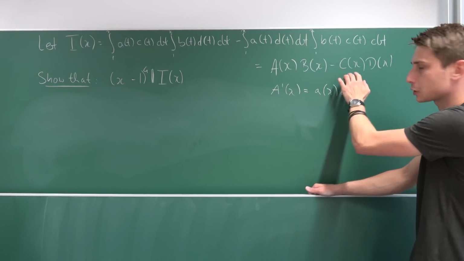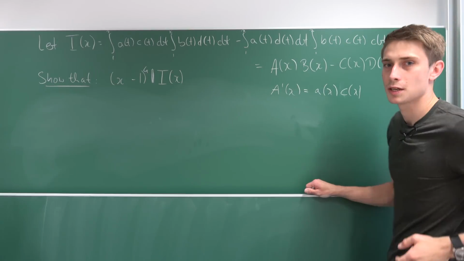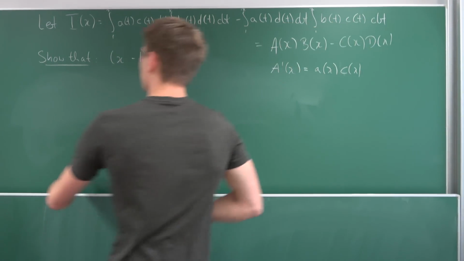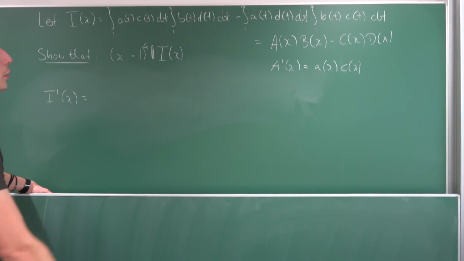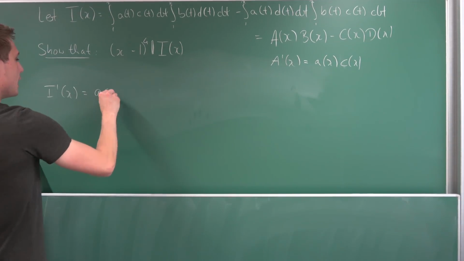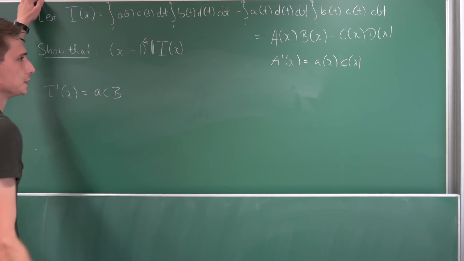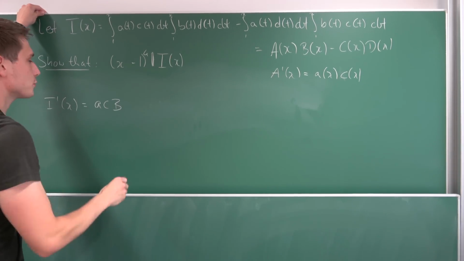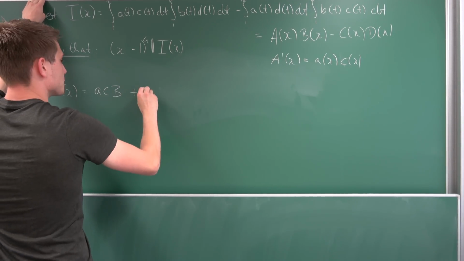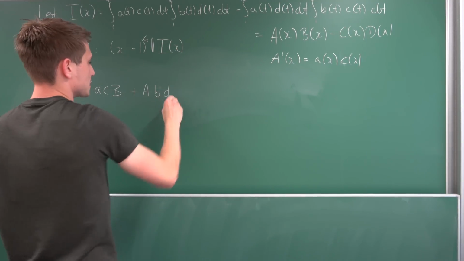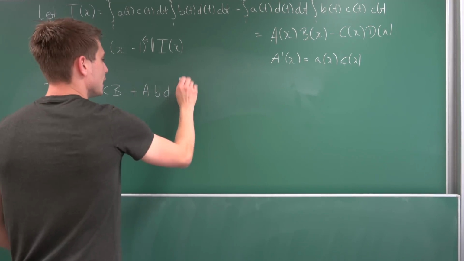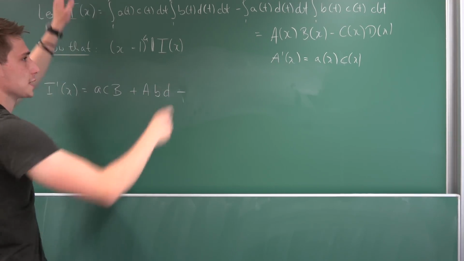But we have to use the product rule right here 2 times at the first iteration. So what is I prime with respect to x? Well, at first we are going to end up with a times c times capital B in this case. Okay, now we have to differentiate the b part. So we have this capital A left, and b differentiated is just b times d, all with respect to x. And then negative. Don't forget the negative signs.